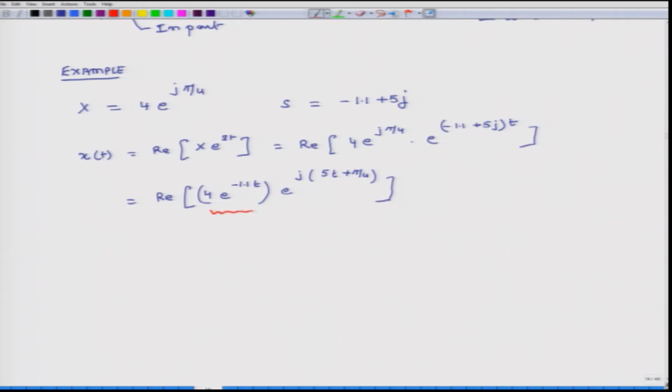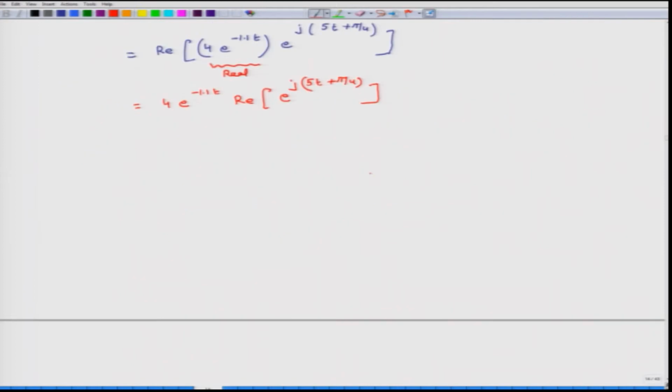Now, this 4 e to the power of minus 1.1 t is entirely real, so I can take it out right away. I get 4 e to the power of minus 1.1 t times real of e to the power of j(5t plus pi by 4). So, x of t is 4 e to the power of minus 1.1 t cosine(5t plus pi by 4).